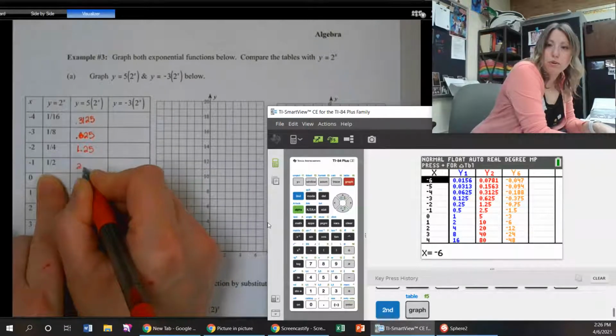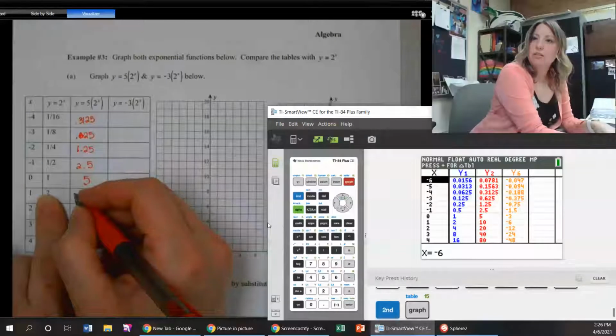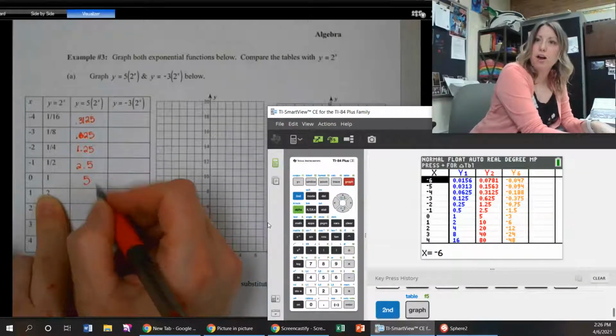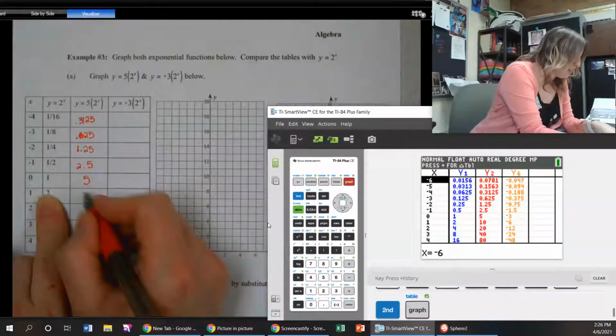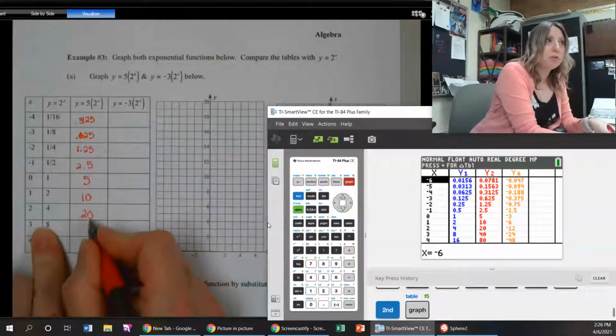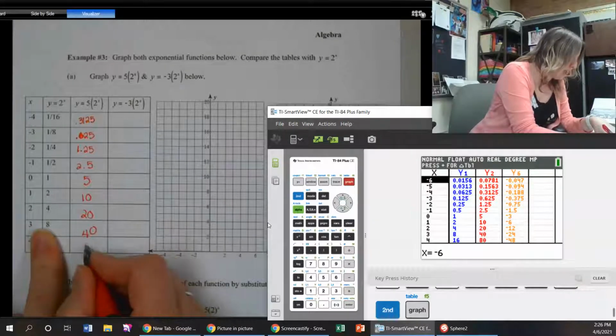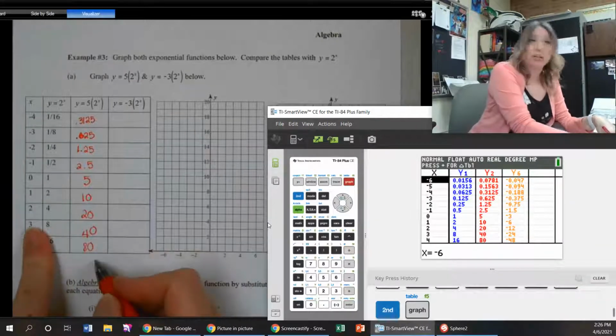-1 is 2.5. 0, 5. Oh, I'm still doubling, right? 2.5 plus 2.5 is 5. And then 5 plus 5 is 10. And then 10 plus 10 is 20. And then 20 plus 20 is 40. Whoa, look how quick that happened. And then 40 plus 40 is 80. Very rapid increase there.